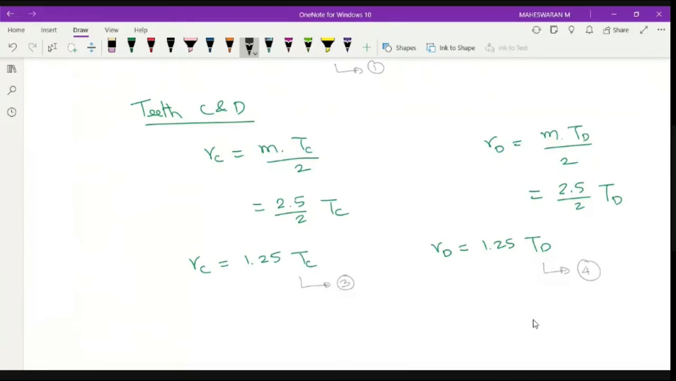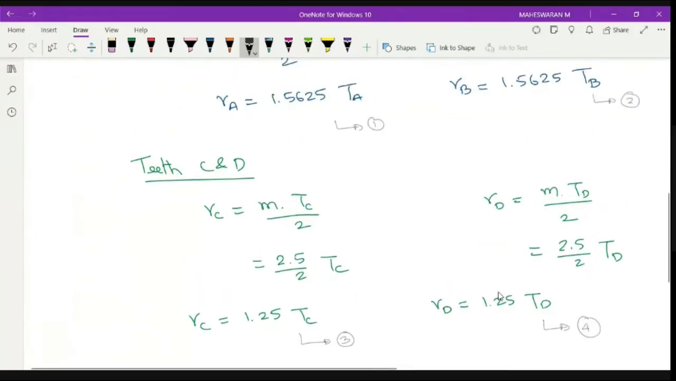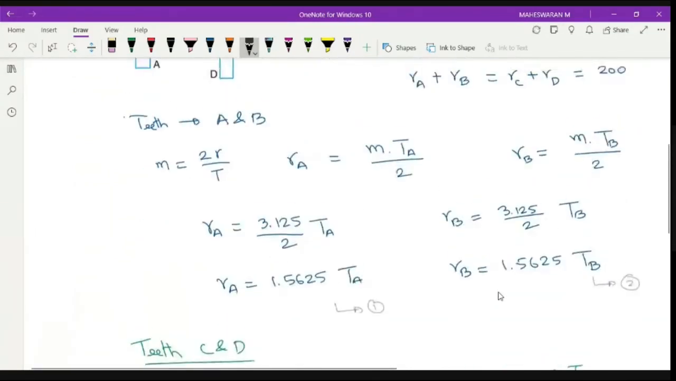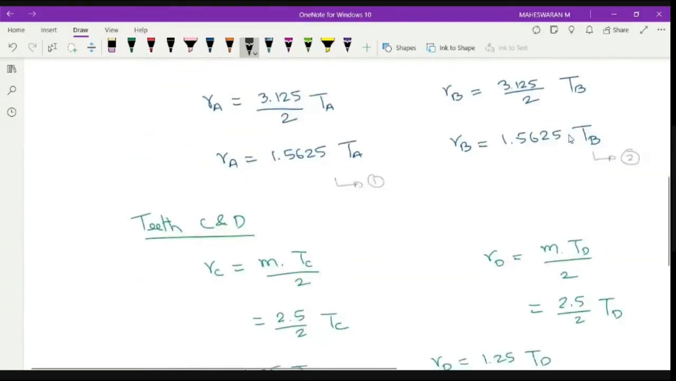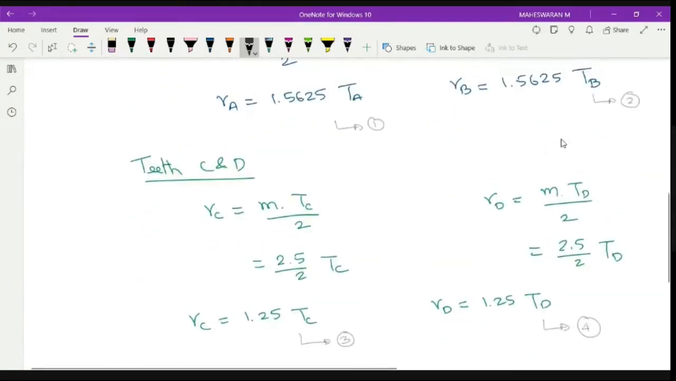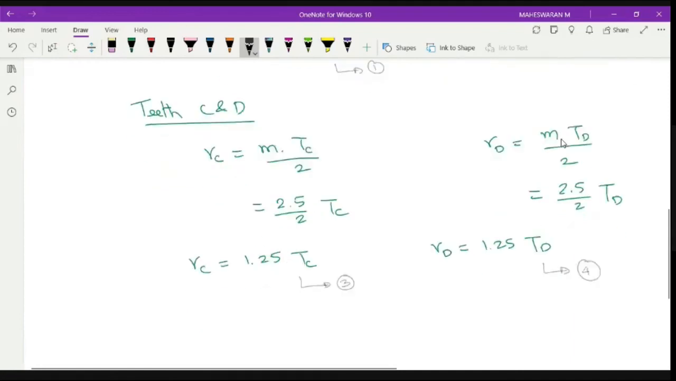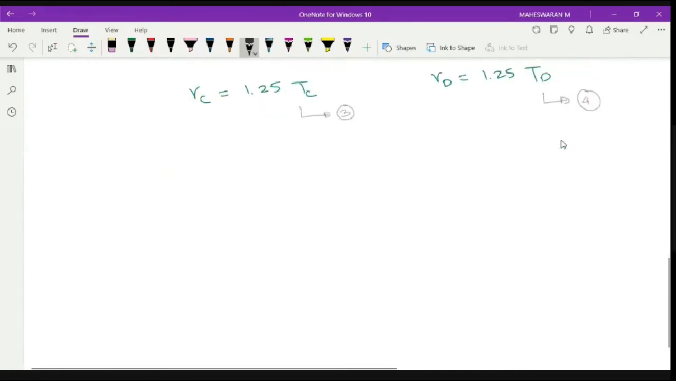So we got sets of equations. And of course, we have one more term: RA plus RB is 200. Similarly, RC plus RD is also 200. So can you equate that? Substitute, yeah. So which means I can substitute it. We know that RA plus RB is equal to 200.